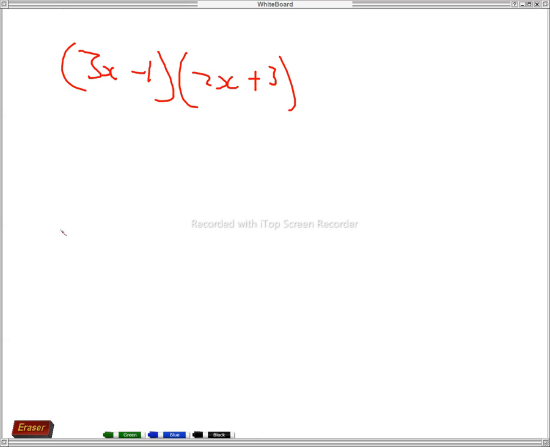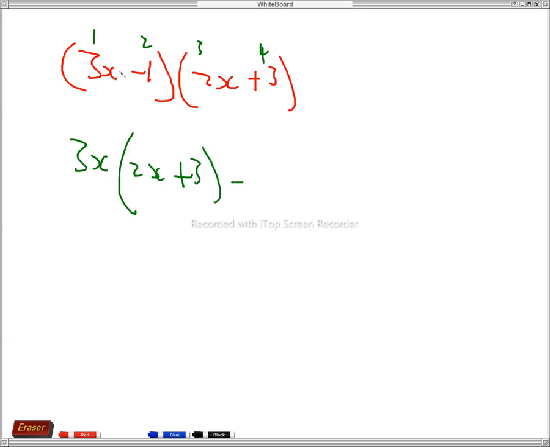Let me use a different marker here. I have the first term, second term, third term, as well as the fourth term. What I'm going to do is say 3x times (2x plus 3), minus the second term, 1 times (2x plus 3). This is the distributive law, you understand. This is the easiest method, and with this one you will never go wrong.